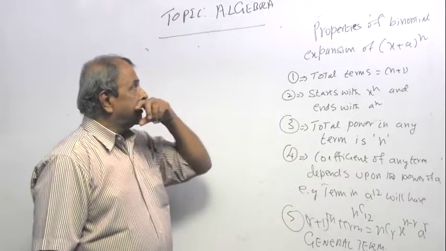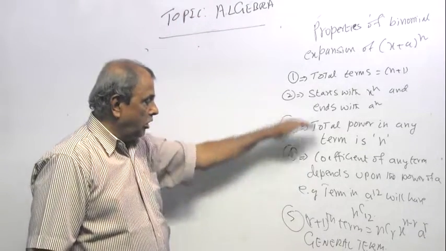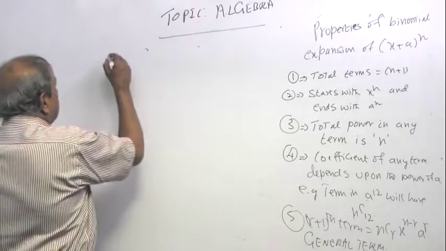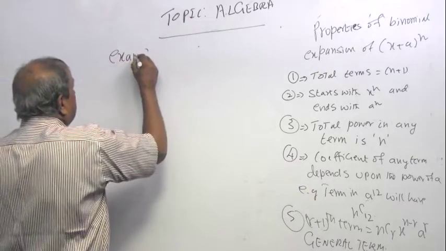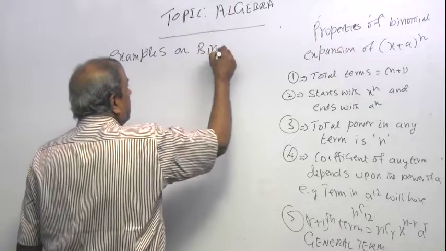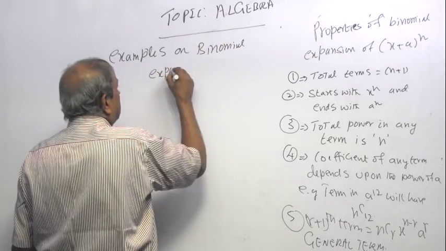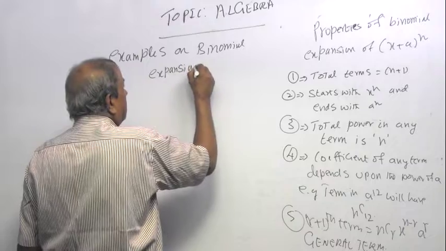So coming back to this, in the last lesson I talked about the properties, so I have listed all the properties here. So I'm going to show some examples on binomial expansion. That is what I'm going to do.